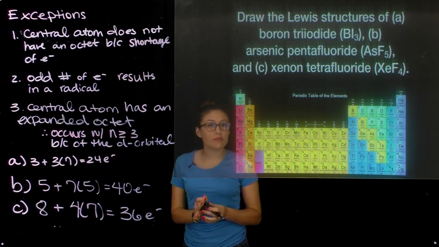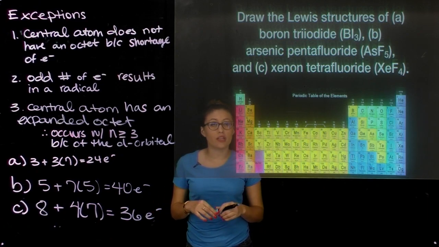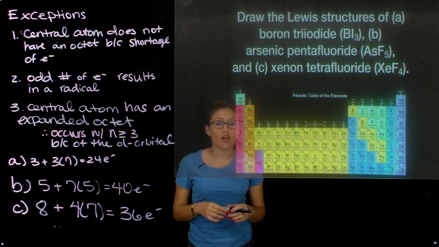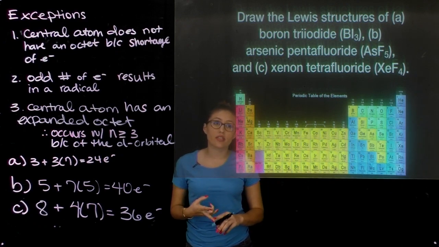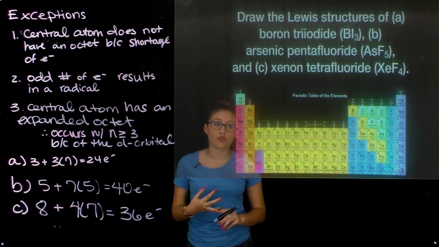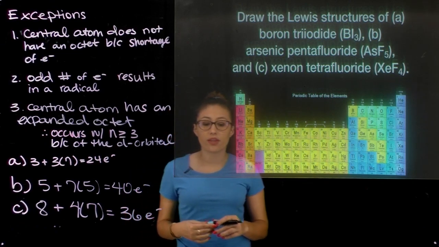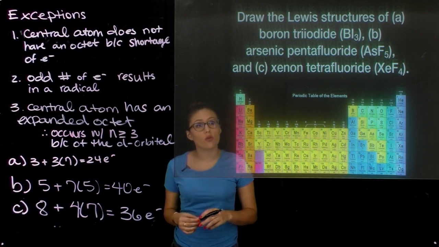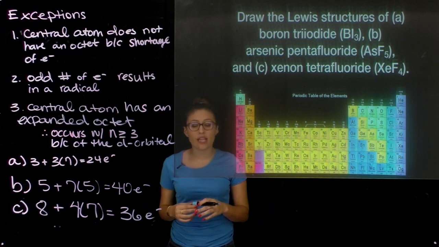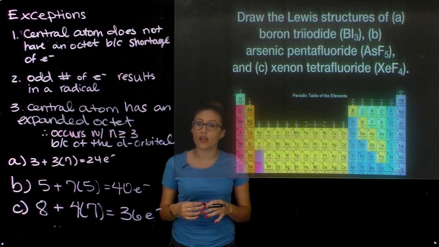Hello everyone. We're going to be answering the following question. It states, draw the Lewis structures of boron triiodide, arsenic pentafluoride, and xenon tetrafluoride. So when answering this question, we're going to run into a number of things. This question is going to go over the exceptions to the octet rule.